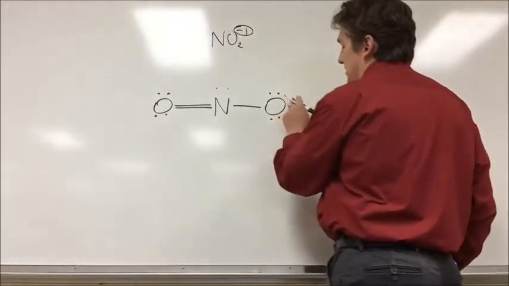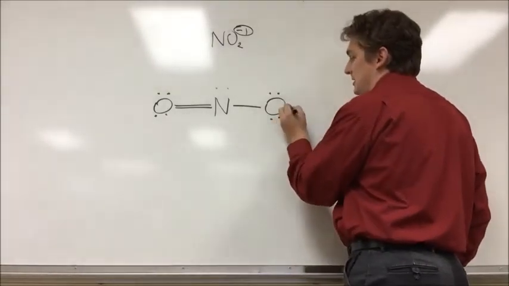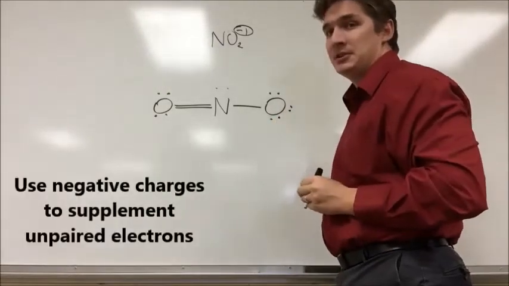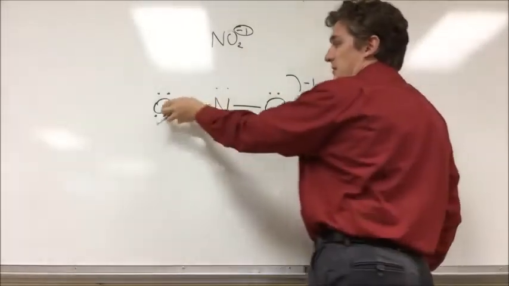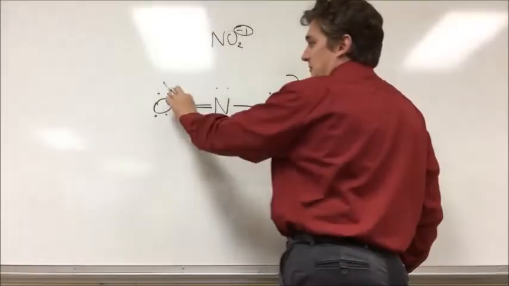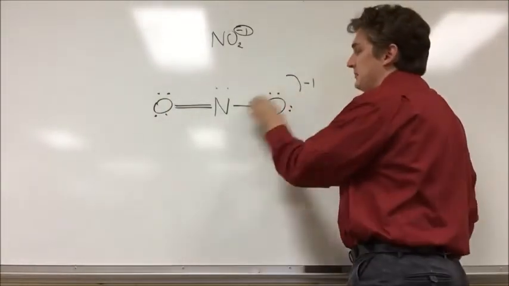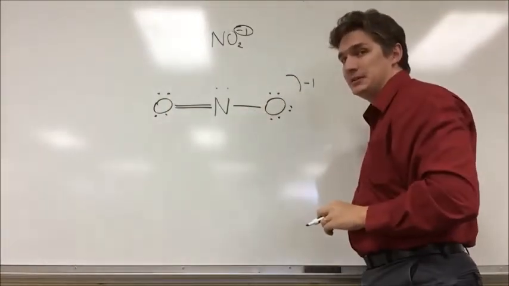In this case, we're going to take our extra electron and pair it up with the unpaired electron on oxygen. This will give us our -1 charge. Now we have both oxygens satisfying octet: 4 lone pairs and 4 from bonding here, 6 from lone pairs and 1 from bonding here.